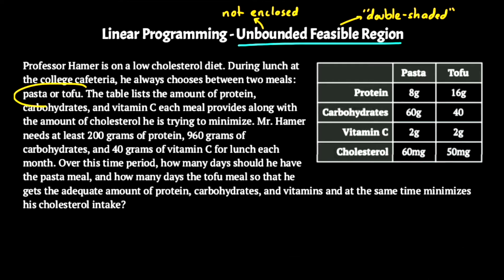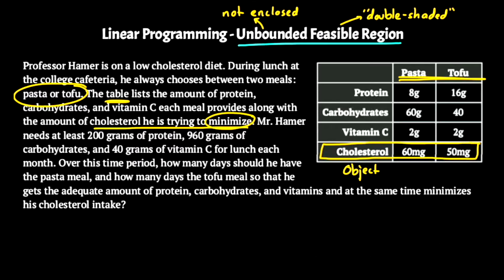All right, let's start making sense of this. So we're choosing between pasta or tofu. I see that in the table over here, and then we're given all this information about those meals. And it also says that the table has the amount of cholesterol he is trying to minimize. So that's different than what we've seen before. Usually we're trying to maximize something about the objective function. Here we're trying to minimize the objective function. So the table also tells us this bit about the cholesterol here, and that's going to help us later when we're trying to minimize that amount. So I'm actually going to label that as the objective function, and we'll come back to that later when we're writing the objective function, but that's what that's about.